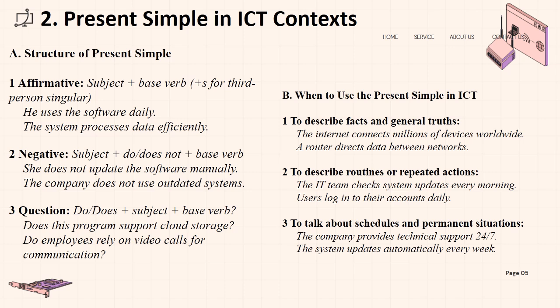And now let's see examples concerning the different usages of the present simple. For example, for describing facts and general truths, we can say that the internet connects millions of devices worldwide, which is something true. A router directs data between networks, which is a truth or a fact. Second, describing routines or actions which are repeated in a regular manner. We can say that the information technology team checks system updates every morning. You can see that this is a repetitive or a routine action.